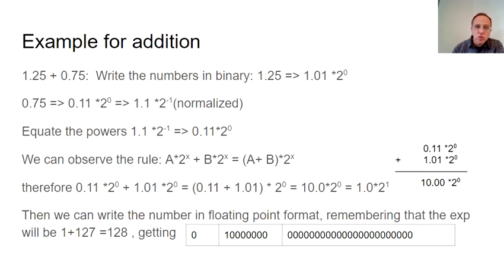Now let's do an example where we start with decimal numbers and we put them into binary and then we add them together. Now, if we had 1.25, which is 1 1/4, plus 0.75, which is 3/4, obviously the right answer should be 2. But let's just keep that in the back of our heads when we look at this.